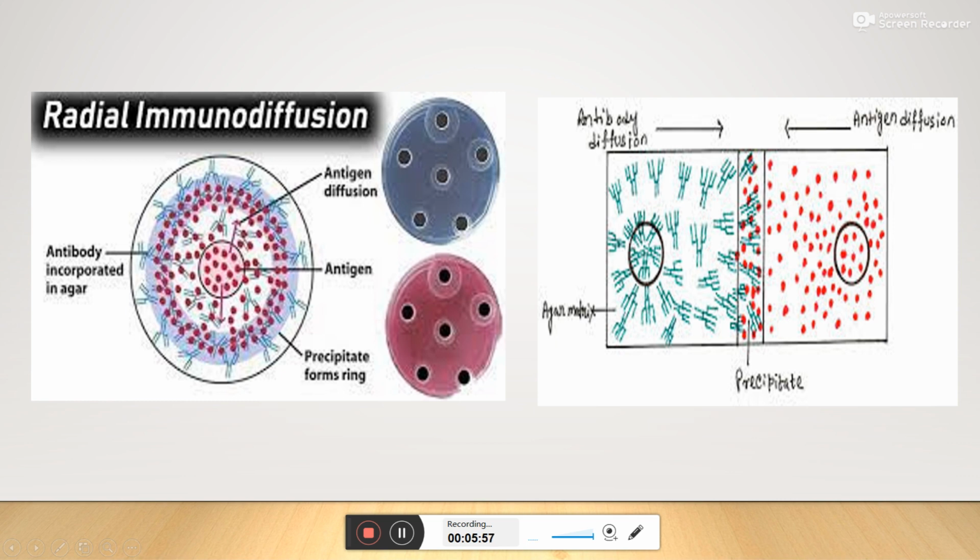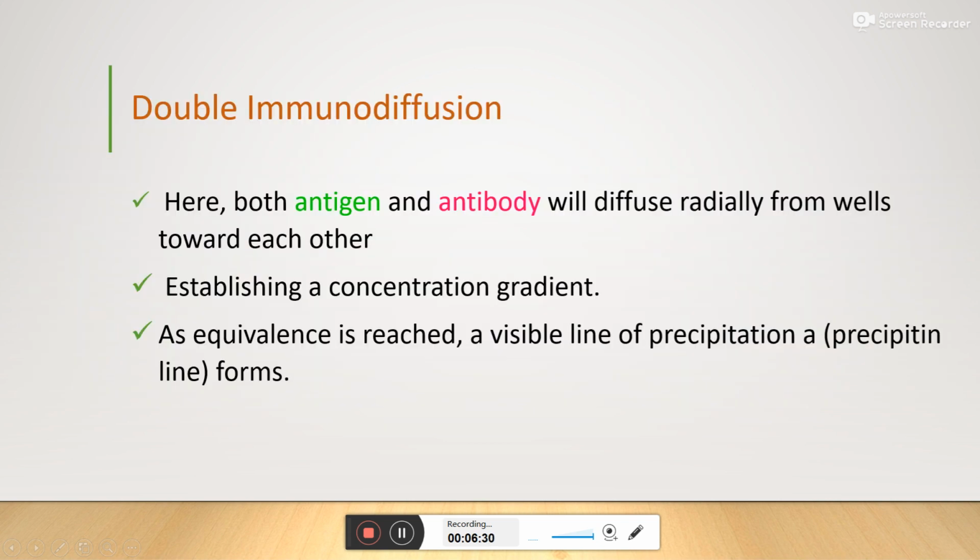A precipitation was formed at the area of equivalence. This region contains equal amounts of antigen and antibody diffused towards each other. So in double immunodiffusion, a visible precipitin line is formed, whereas in radial immunodiffusion it is in the form of a ring of precipitation. This is established based on the concentration gradient, and when equivalence is reached the visible line of precipitation is formed, as we already discussed.